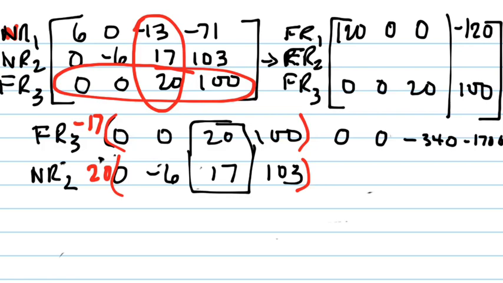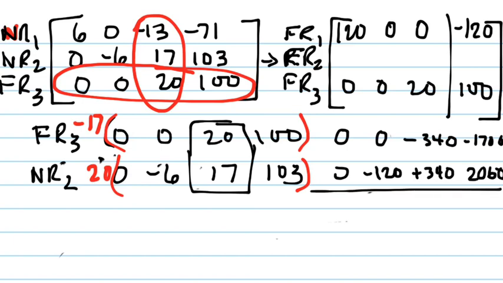Okay. Now, 20 times 0 is 0. 20 times -6 is -120. 20 times 17 is +340. And 20 times 103 is 2060.